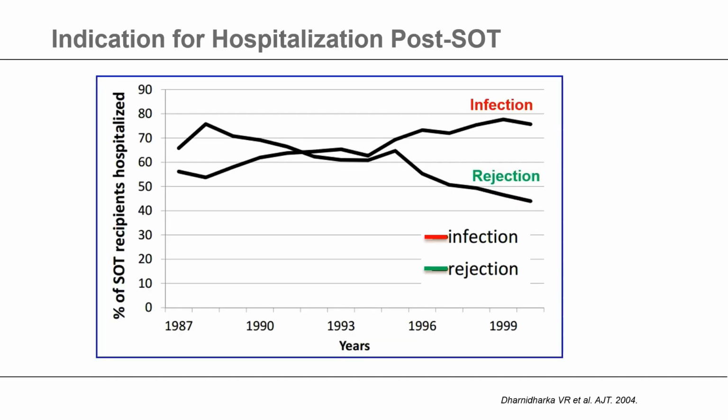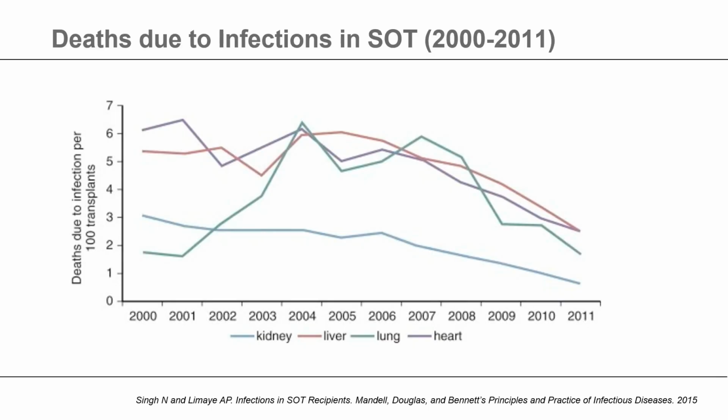So back in the 90s, we know that indication for hospitalization post-abdominal organ transplant mainly was due to infection over rejection. But then fortunately, in the first 10 years of 2000, the deaths due to infectious complications in our transplant patients decreased. You see the line in blue being kidneys. However, though we've made such advancements in the early 2000s, really with antifungal treatments, antiviral treatments, and other antibiotics, we still have significant comorbidities and infectious and non-infectious sequelae from infections in our renal transplant recipients.